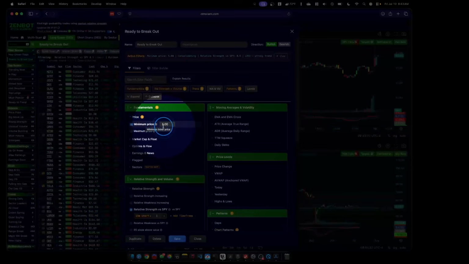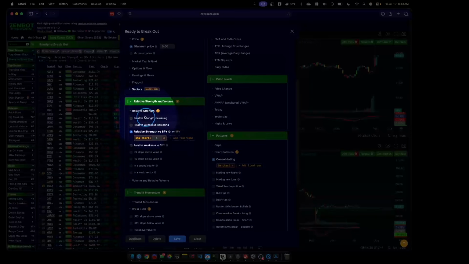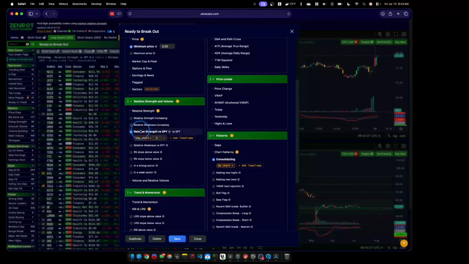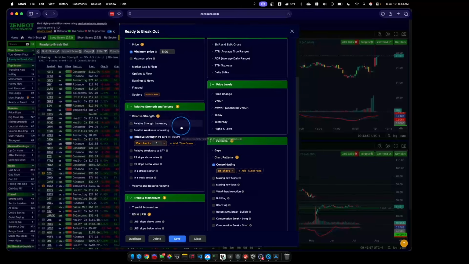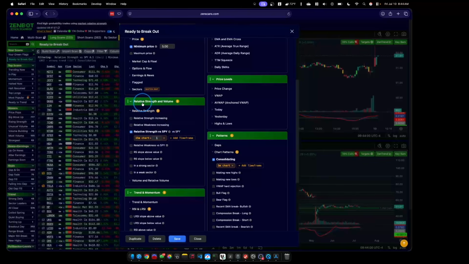Minimum price, $5, makes sense. Now, relative strength, this is a key one. For a ready-to-breakout type stock, there has to be some momentum and strength on the higher time frames, 15-minute, 1 hour. And then that price has to be potentially pulling back or consolidating on the 5-minute chart so you can see that and get in early. So for the relative strength, we're going to select the 15-minute relative strength versus SPY.